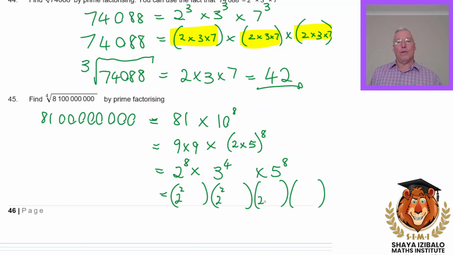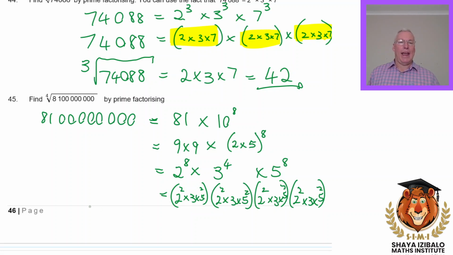That's 4 2's so far, 6 2's, 8 2's. How many 3's can I put in each bracket? Just 1. And how many 5's can I put in each bracket? Well, I can put in 2. Sorry, this is not very neatly written.